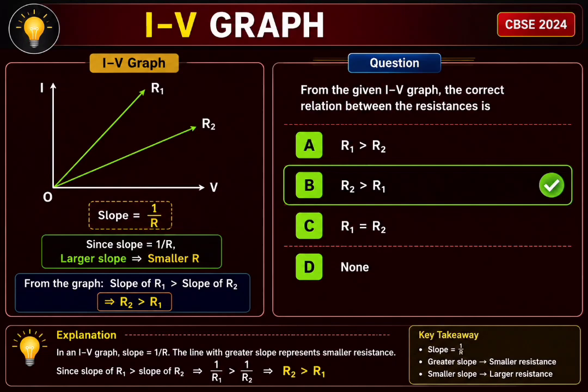Now, question on IV graph. In the graph, slope of R1 is greater than slope of R2. Since slope is equal to 1/R, therefore, 1/R1 is greater than 1/R2. So, R2 is greater than R1. Hence, the correct relation is R2 > R1.